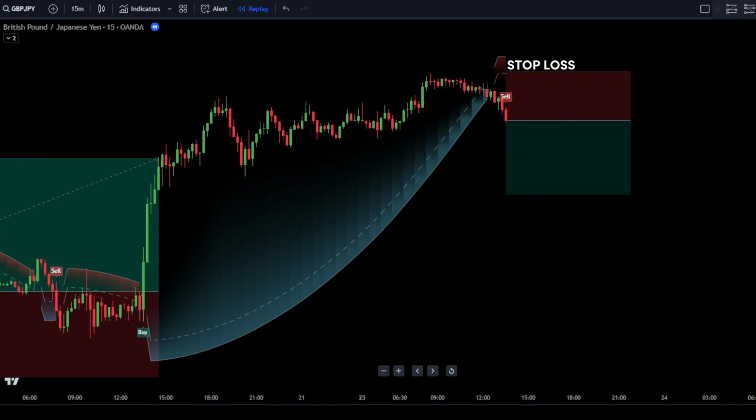Place the stop loss at the most recent swing high. Set the take profit target using a risk-to-reward ratio of 1 to 1.5.